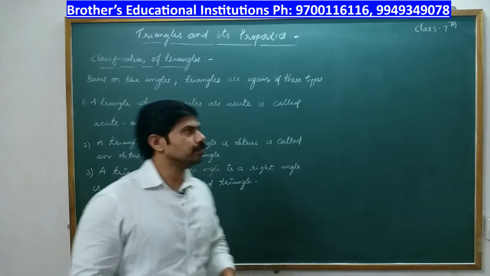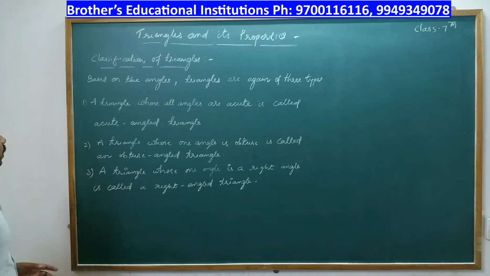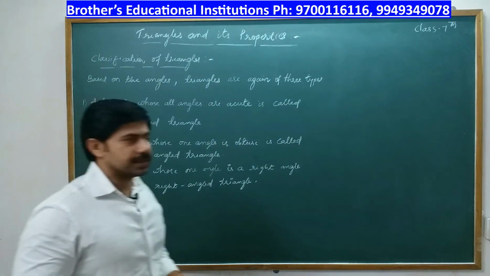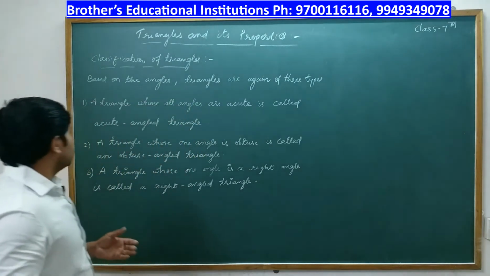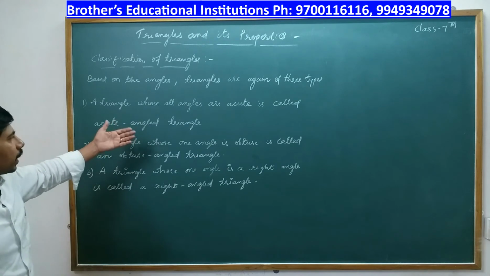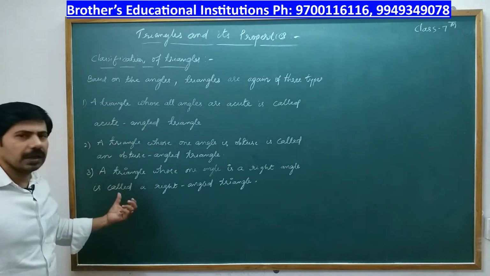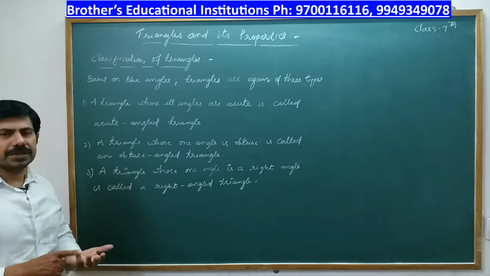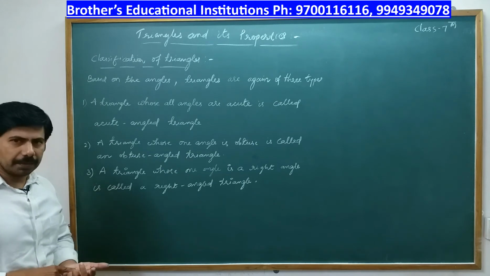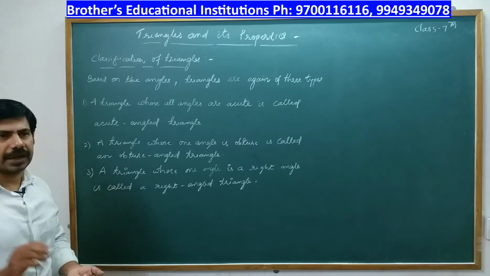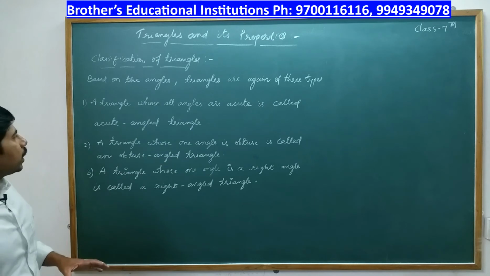So next one, classification of triangles based on the angles. We have acute angle triangle, obtuse angle triangle, and right angle triangle. These are the three. One is acute angle triangle, the second one is obtuse angle triangle, the third one is right angle triangle.